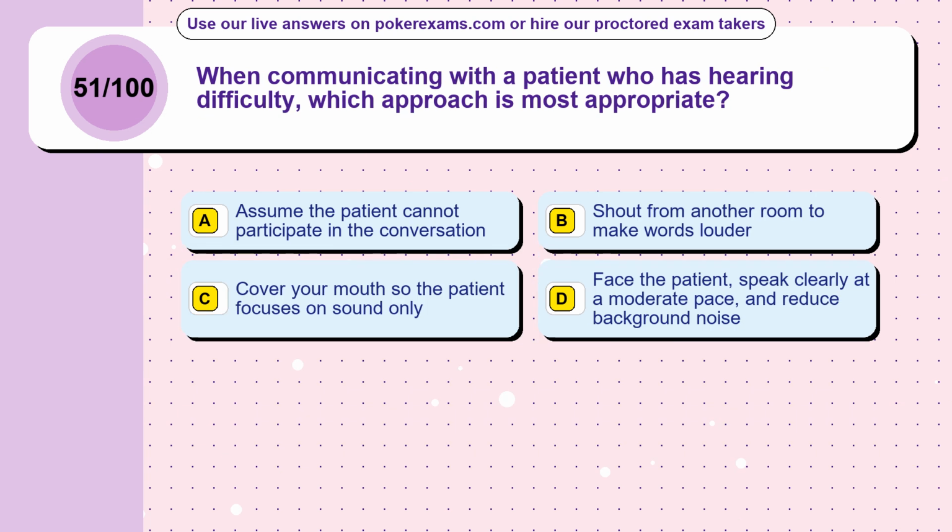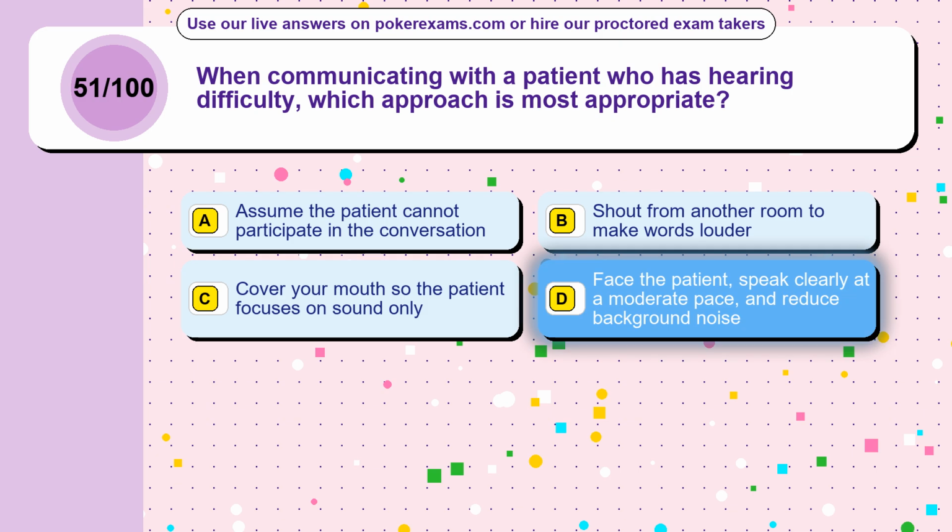Question 51. When communicating with a patient who has hearing difficulty, which approach is most appropriate? Option A. Assume the patient cannot participate in the conversation. Option B. Shout from another room to make words louder. Option C. Cover your mouth so the patient focuses on sound only. Option D. Face the patient, speak clearly at a moderate pace, and reduce background noise.